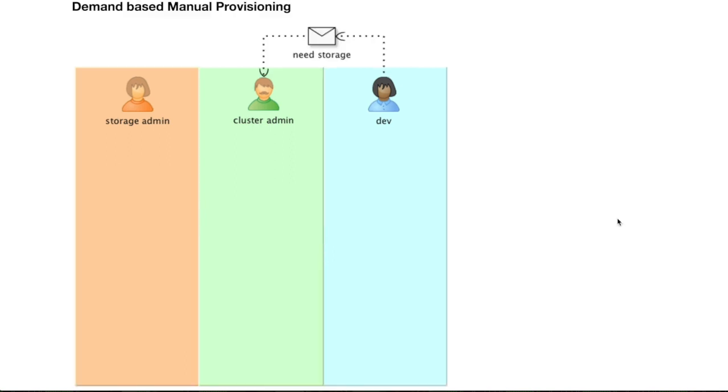You may have noticed that the only differentiating attribute amongst those storage objects was the size. Quite often we have applications that require high-speed storage, replication, encryption, different attributes based on different applications. And so in that case, we see this pattern emerge, which we call demand-based manual provisioning. In this case, the developer will tell the cluster admin, I need storage. Not just I need storage, but what are the specific attributes that I need for my particular application.